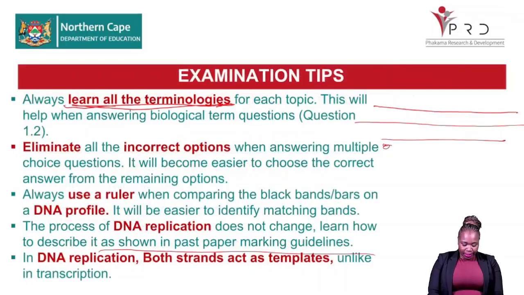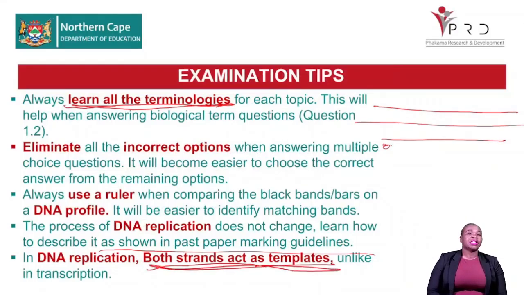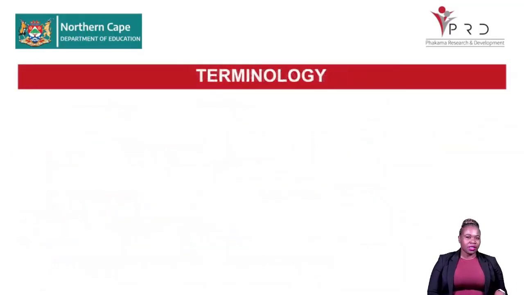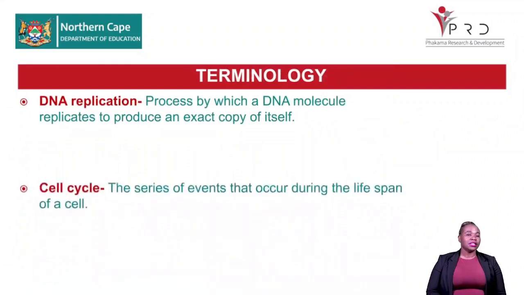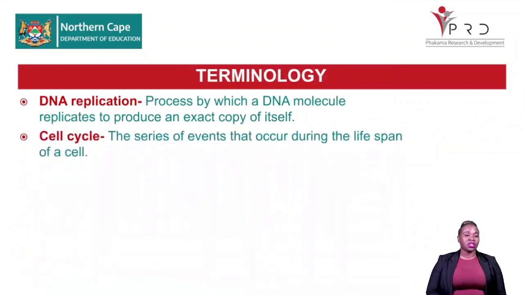Okay, now again, when you are looking at DNA replication, remember that both strands serve as a template, whereas in transcription, only one strand serves as a template. So make sure that you know that DNA replication is different from transcription. In DNA replication, both strands are going to serve as templates because we need them for the production of new DNA. Whereas in transcription, we only need one mRNA, therefore only one DNA strand can act as a template.